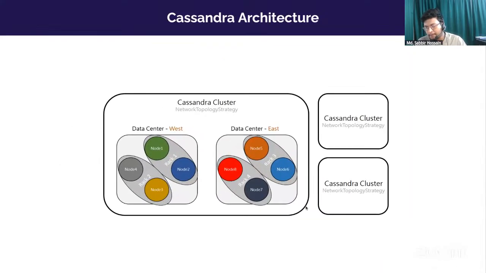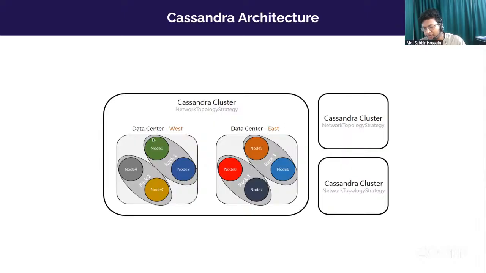Now, this is the architecture of Cassandra. We can see that there are three clusters. Within every cluster, there are multiple data centers. In this case, if we consider this cluster, then there are two data centers. One is west and another is east.